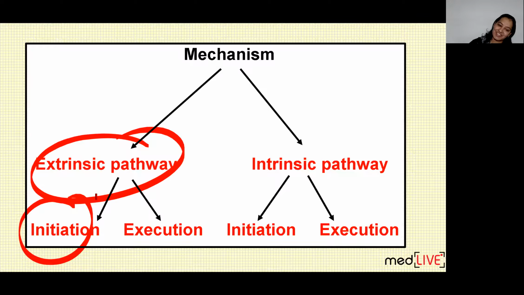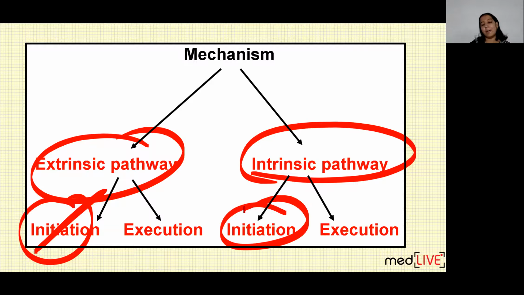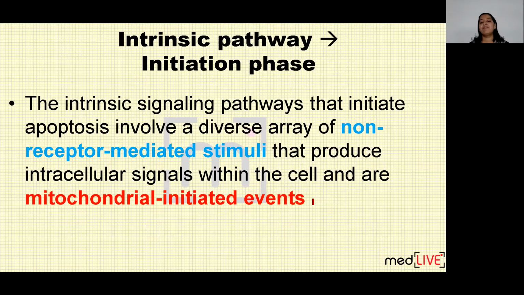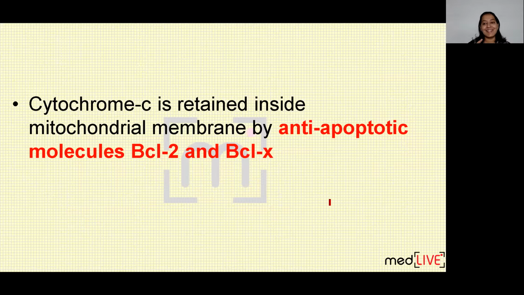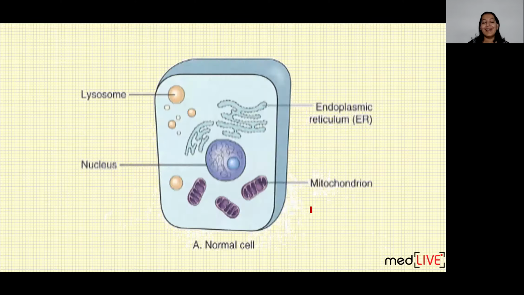I have finished it. Now I am coming to the initiation phase of the intrinsic pathway. The execution pathway I will discuss in common, as I have already told you. Here the signal will come from inside. That's why it is known as the intrinsic pathway. In the extrinsic pathway, the signal was coming from outside in the form of a ligand. Here the signal will come from inside.